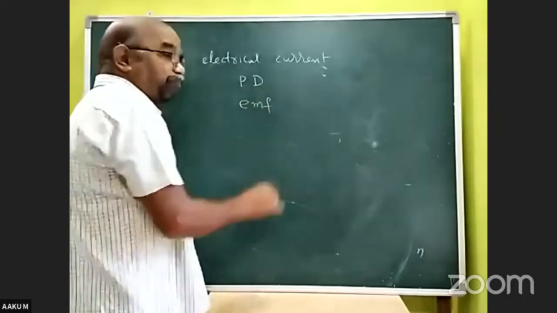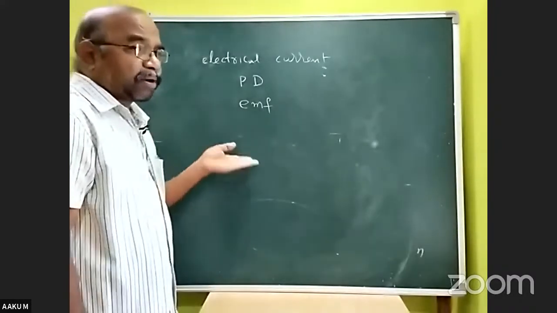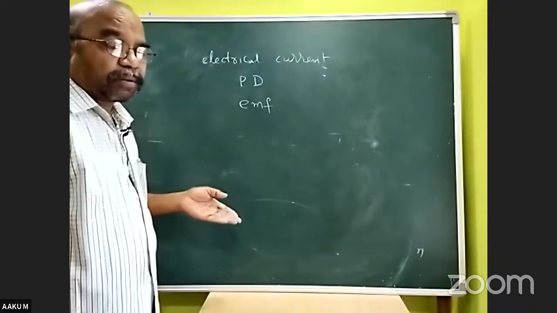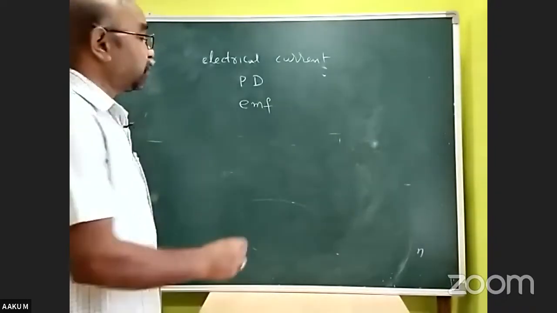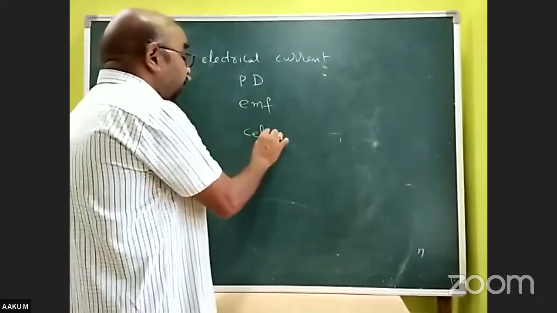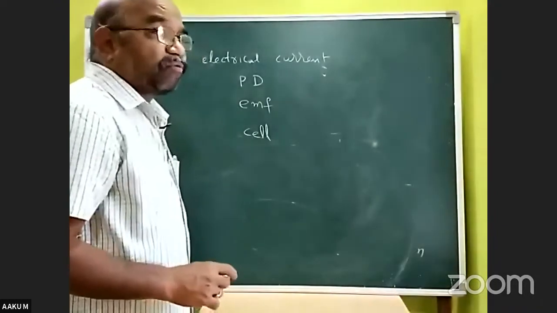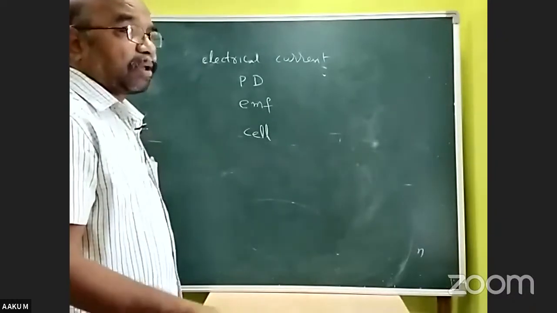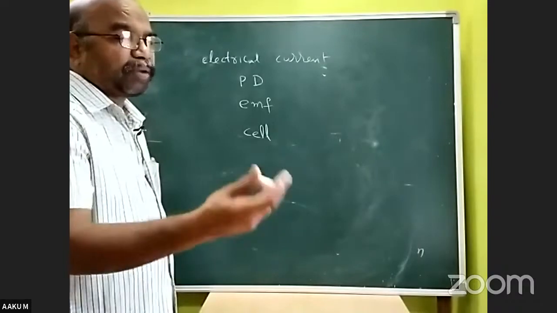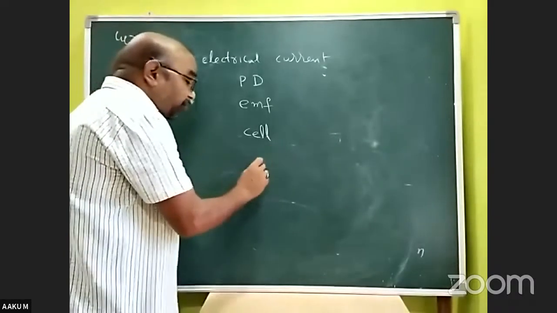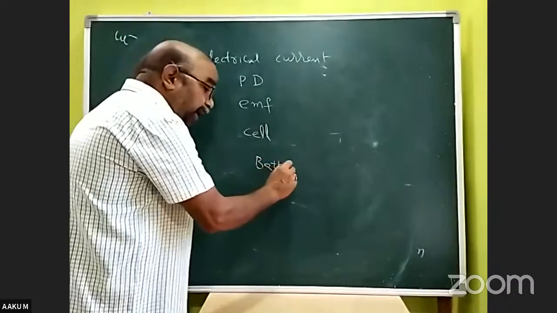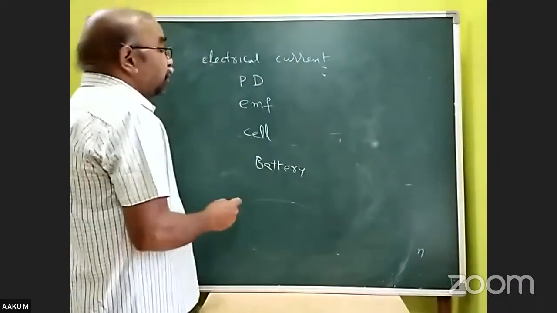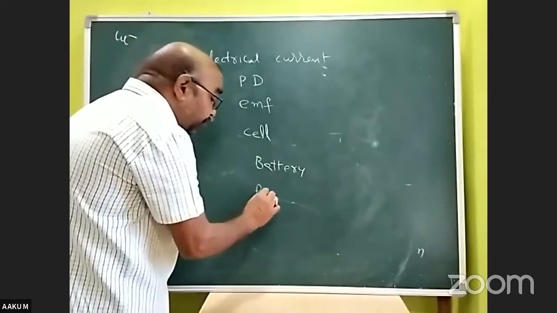Electromotive force. It is either work done or energy supplied by the cell to drive unit charge along the circuit. Cell: a device which converts chemical energy into electrical energy or electrical energy into chemical energy. Group of cells, battery, group of cells, right?